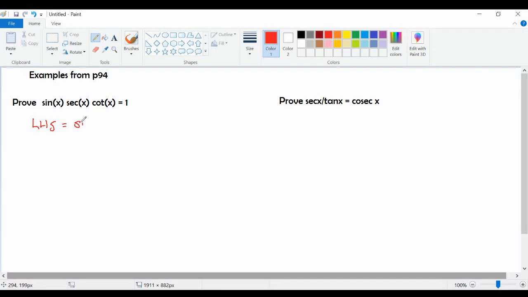So you write left-hand side. And that's equal to the sine of x. You should always write down what the problem is to start with. So always copy the problem into the part of your working.